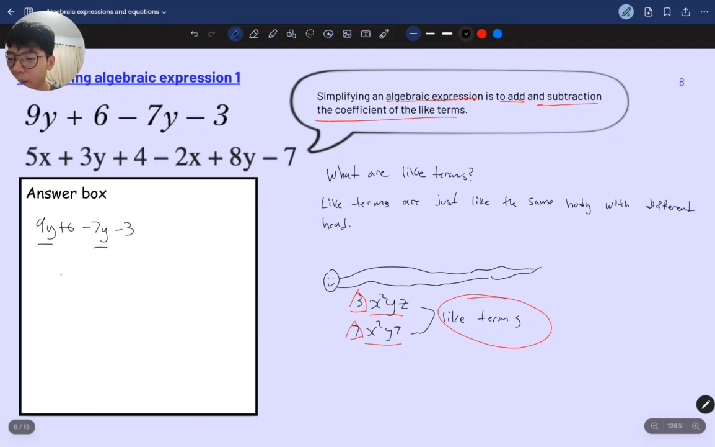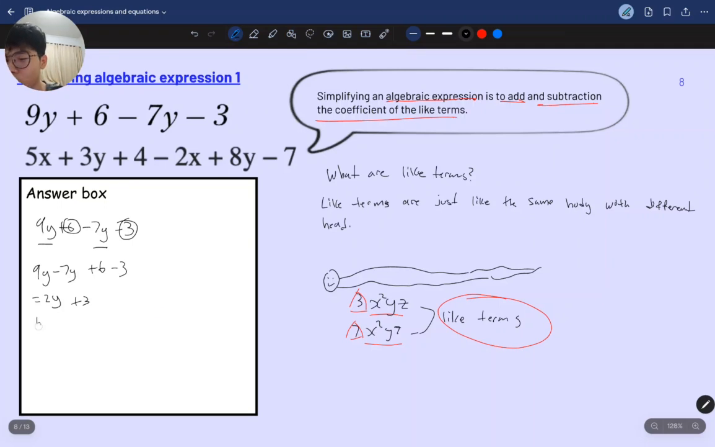These are same body. So 9y minus 7y, which equals 2y. And this is plus 6 minus 3, so plus 3. That's it. That's how we simplify them. We add the numbers we can and subtract the numbers we can.